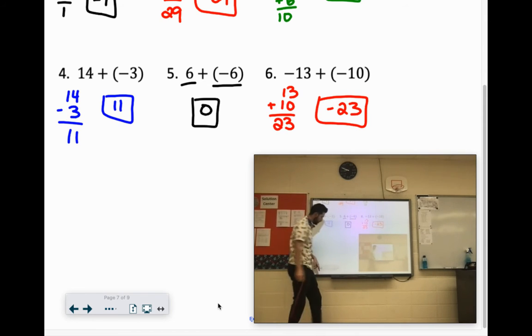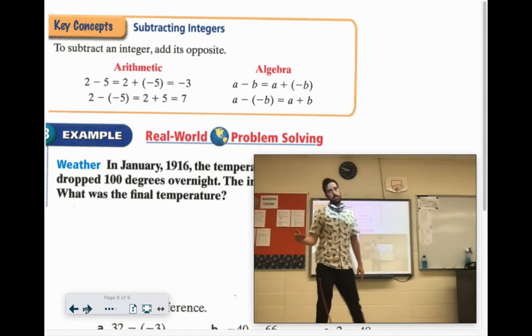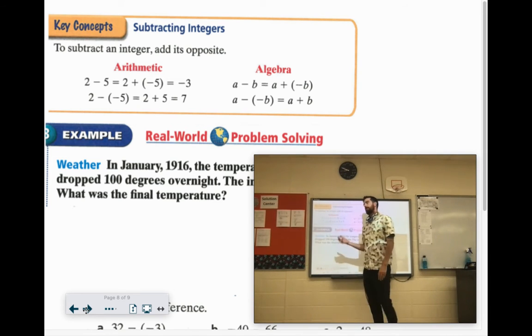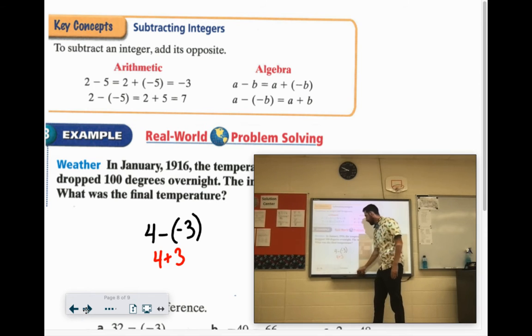The subtraction rules are pretty similar to the addition rules. Here's the basic idea. When you're subtracting a number, that's the same as adding a negative number. Or if you have minus negative, like if you had 4 minus negative 3, that minus negative really turns into plus positive. So 4 minus negative 3 can be rewritten as 4 plus 3.